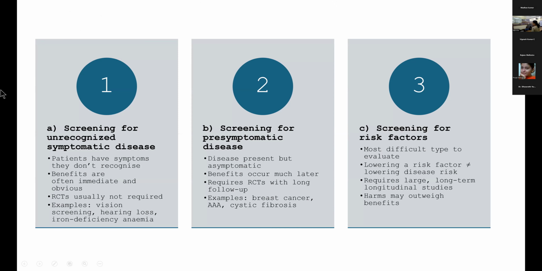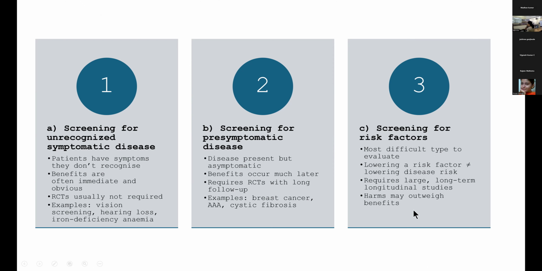Now, there are 3 different stages or types of screening. One is where you're screening for an unrecognized but symptomatic disease, for example, iron deficiency anemia, or vision screening. These patients already have the disease. They might not be symptomatic. So you screen for it, and then you can start treating immediately. In that case, you don't have to do an RCT; even a longitudinal or a cross-sectional study can be done for this kind of disease.